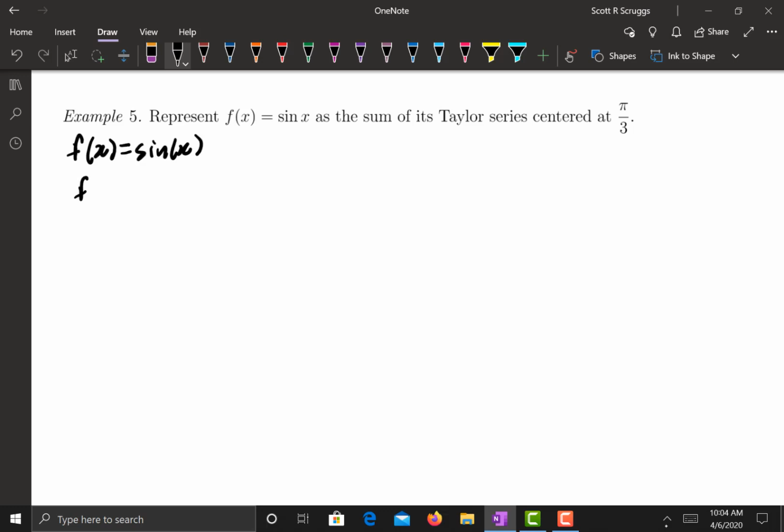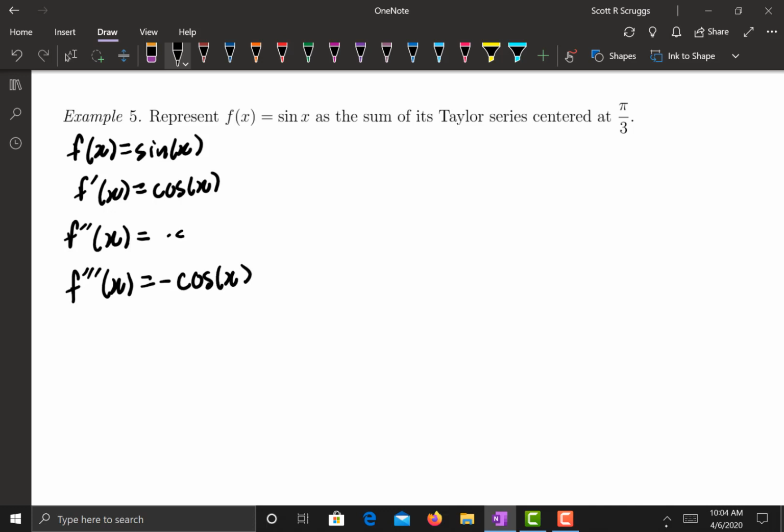So I'm going to write sine, I'm going to write the first derivative, I'm going to write the second derivative, I'm going to write the third derivative. Negative cosine of x, negative sine of x. And then now, instead of plugging in 0, I am now plugging in my brand new center, which is pi over 3.